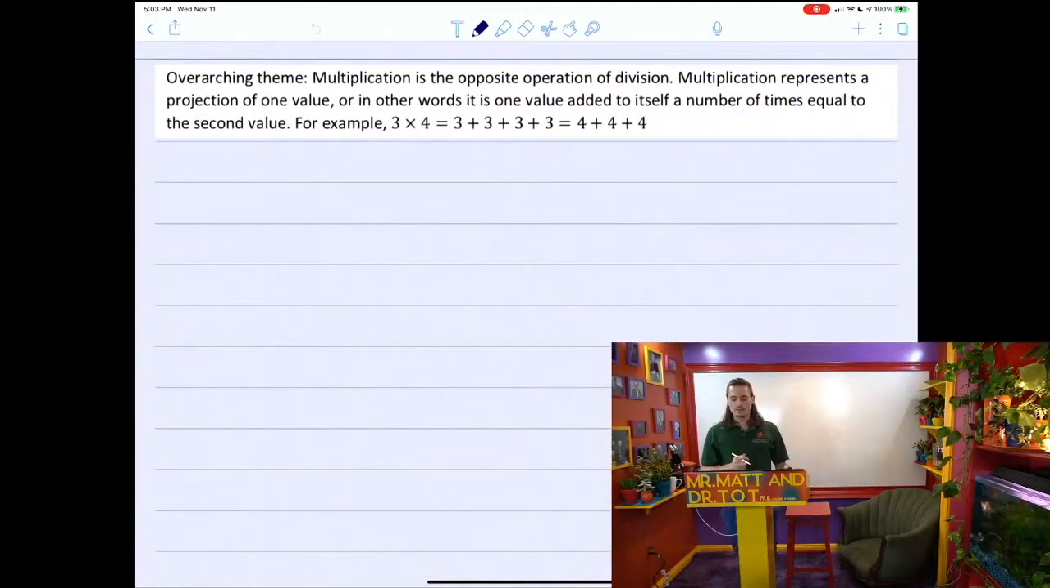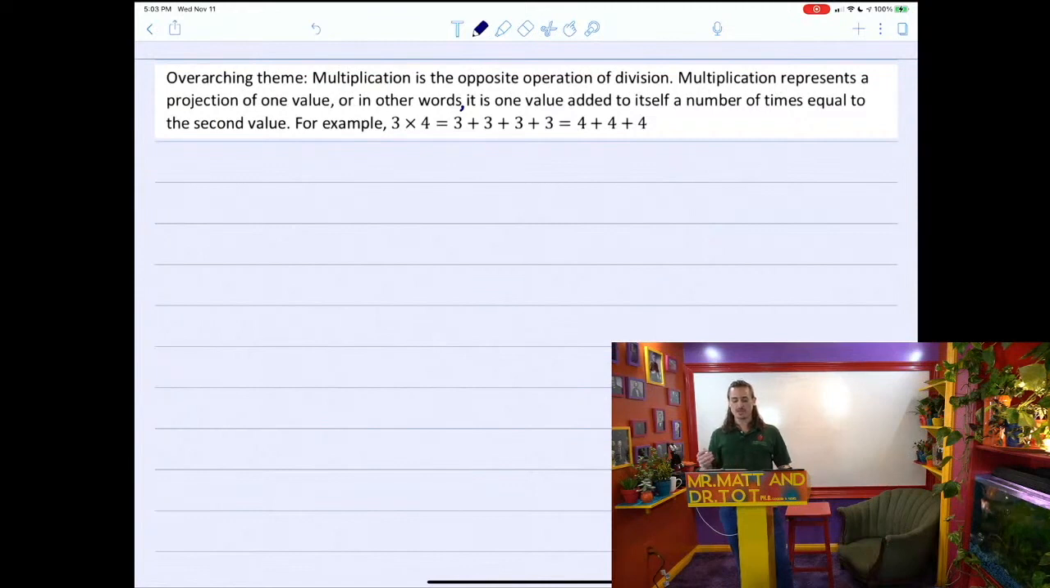But the overall theme here, again, is that multiplication is the opposite operation of division. Multiplication represents a projection of one value, or in other words, it is one value added to itself a number of times equal to the second value. There should be a comma in there, just a little grammar note. But it's one value added to itself a number of times equal to the other value.